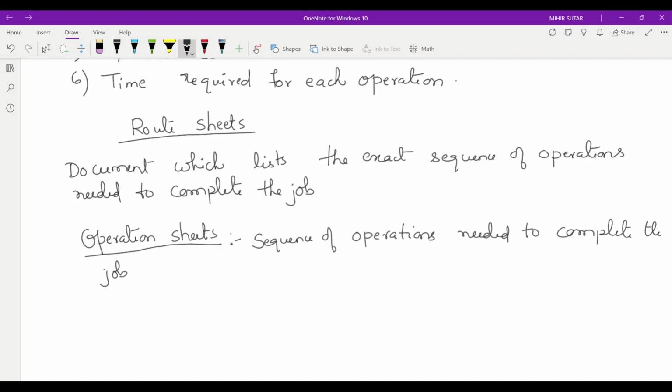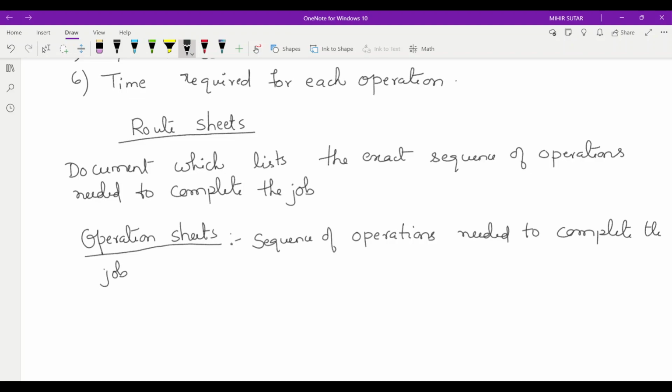See, usually route sheet and operation sheet are the same with very little difference. Sometimes differences arise. See, the operation sheet means the sequence of operations that are needed to perform the job. We will enlist that these are the sequence of operations. These are the types of machines that will be used. These are the tools. These are the jigs and fixtures we will be using. These are the setup and operation times. This standardized operation sheet is a standardized one.